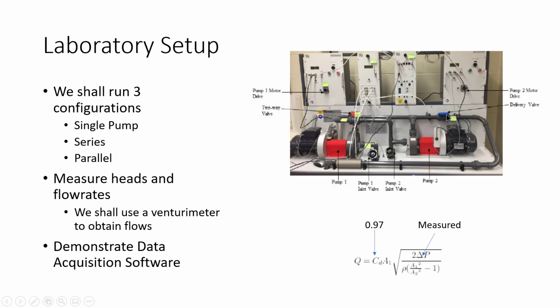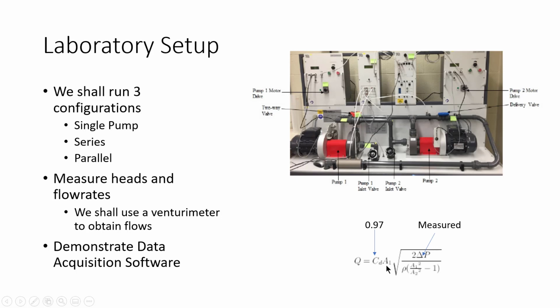So we change our flow rates using this delivery valve, and then we use the data acquisition system that's provided to read out the torque, the number of revolutions per minute, the impeller speed, as well as the various pressures along this pipe configuration. We also have a Venturi meter up here, which we use to measure our flow rate, and the flow rate equation is given to us here.